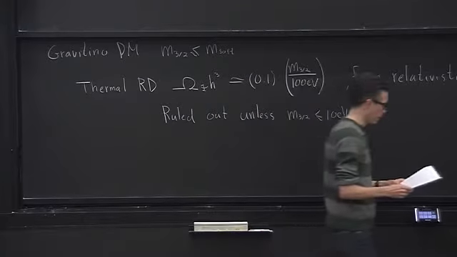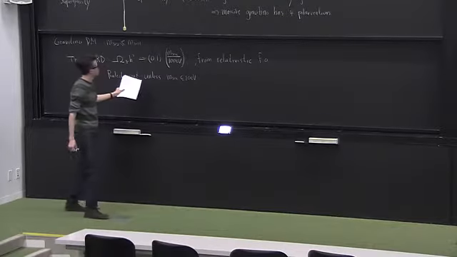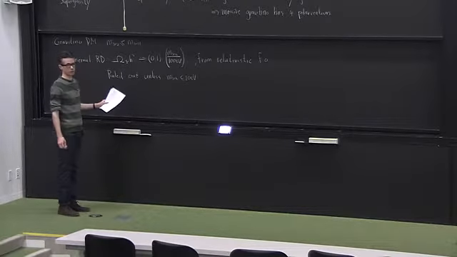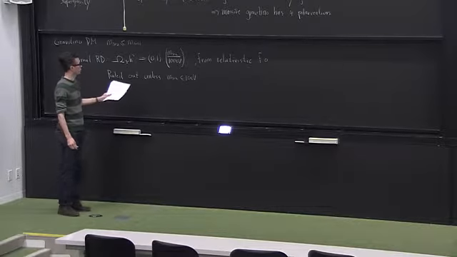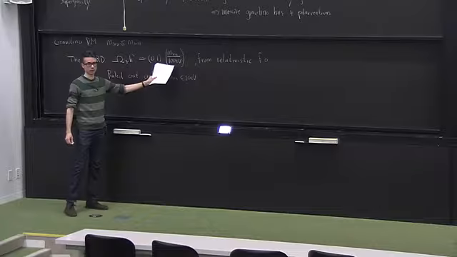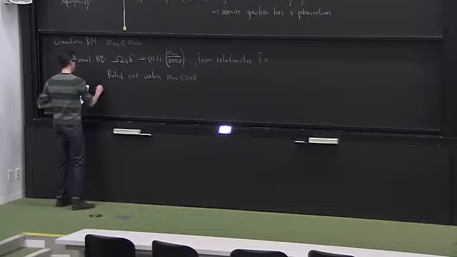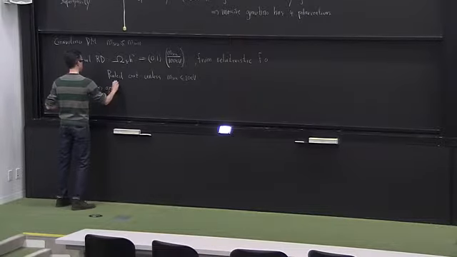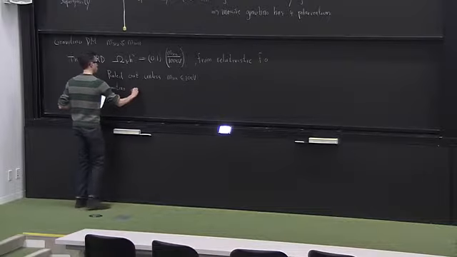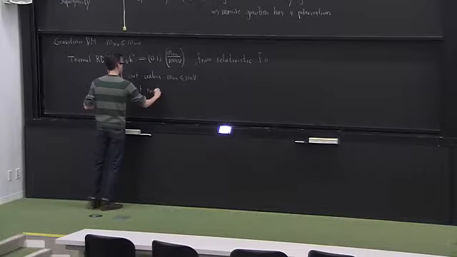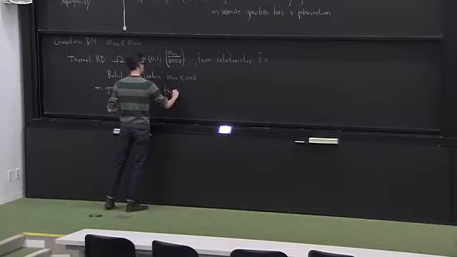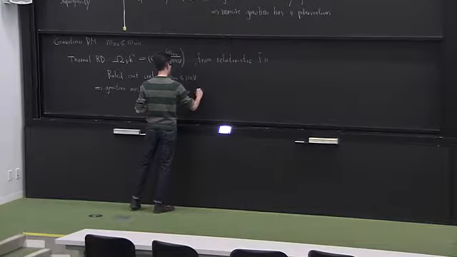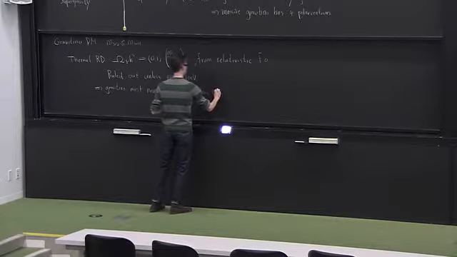On the other hand, I also have a problem. And that problem is that if my gravitino ever thermalized, and the gravitino, suppose, was heavier than 100 eV, I would get way too much dark matter from it. So the second implication is that the gravitino must never thermalize unless it's really, really light.